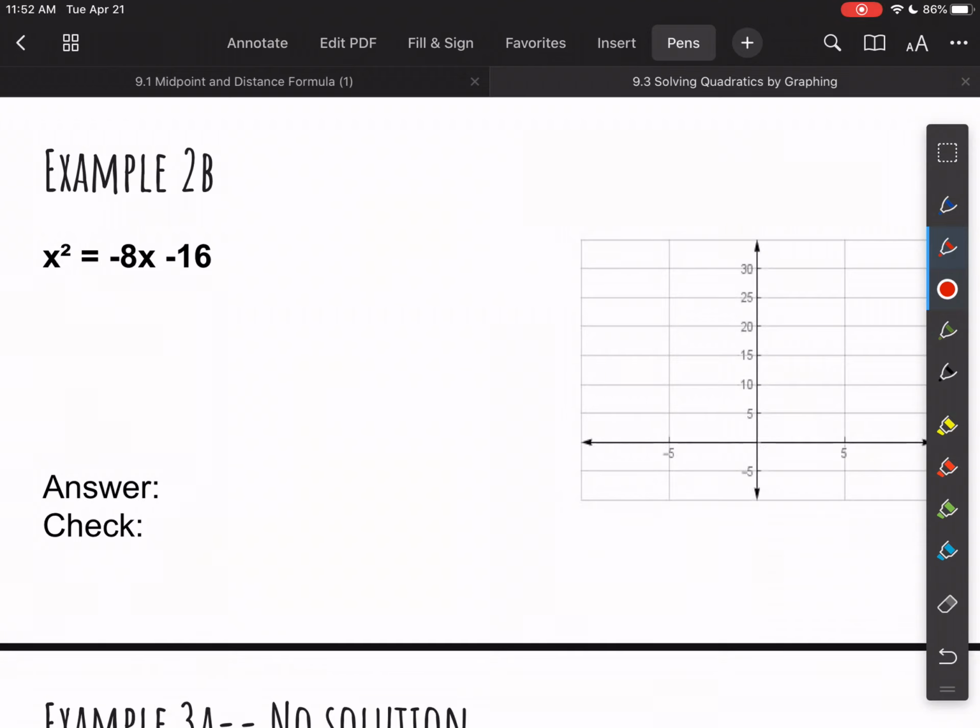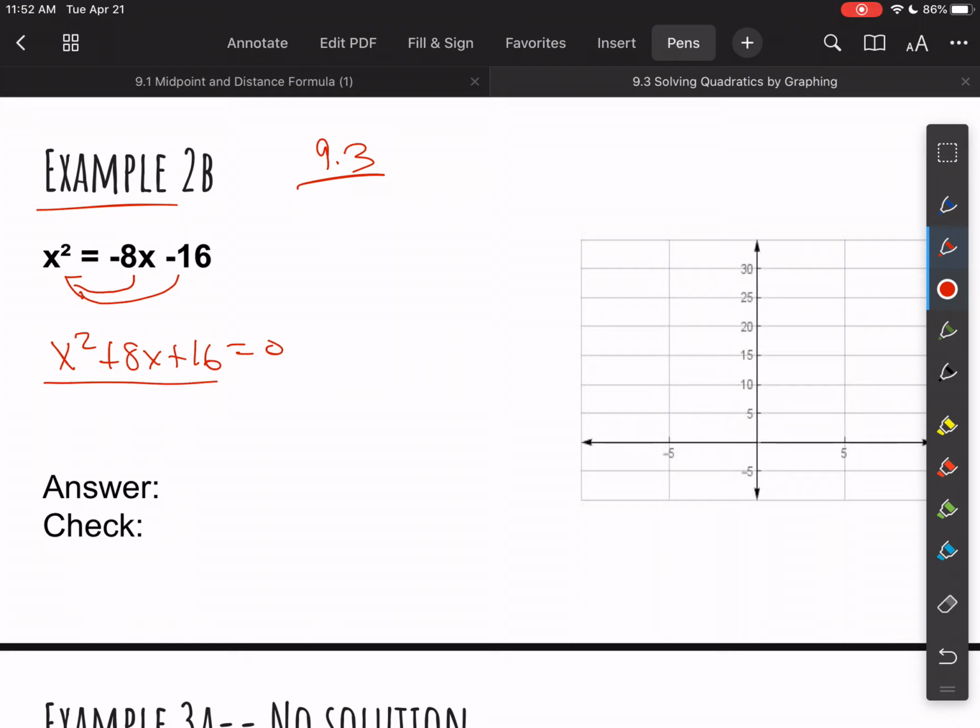We're looking at 9.3 right now, finishing up the lesson here. So for example 2b, another one of these double solution type examples. First of all, we always want to move these guys over to put this in standard form. So this becomes x squared plus 8x plus 16 equals 0. Okay, so let's factor this thing.